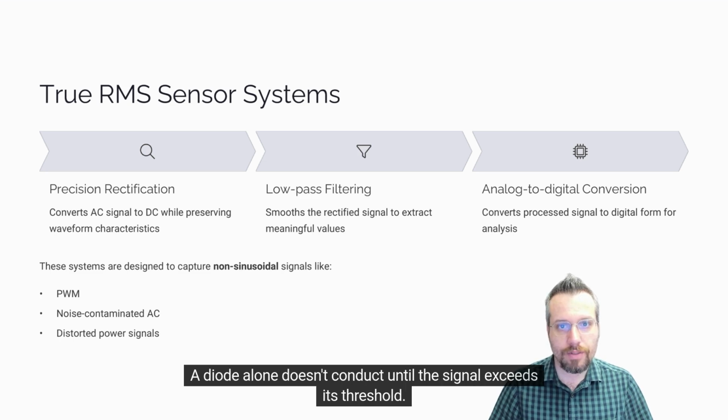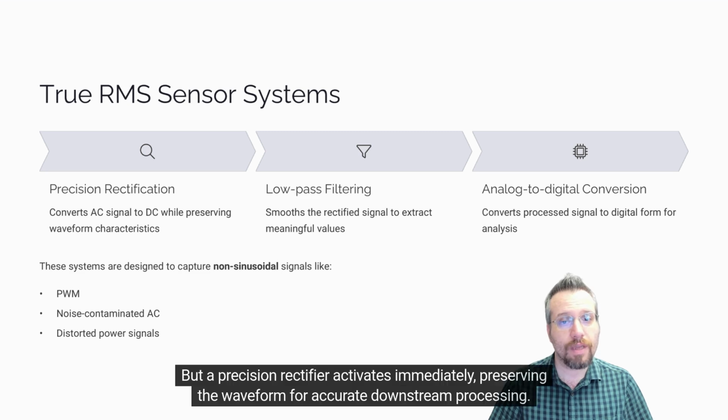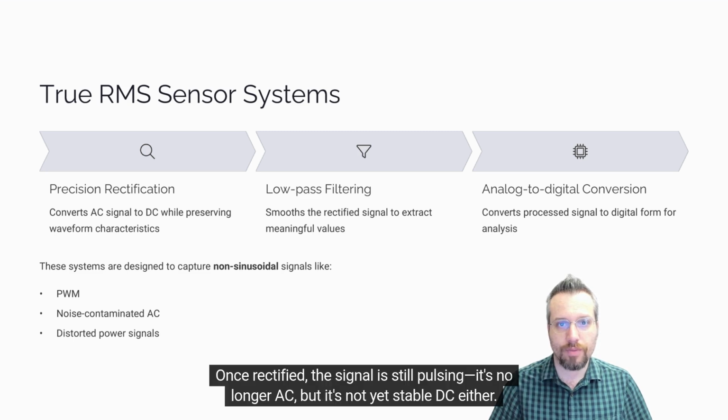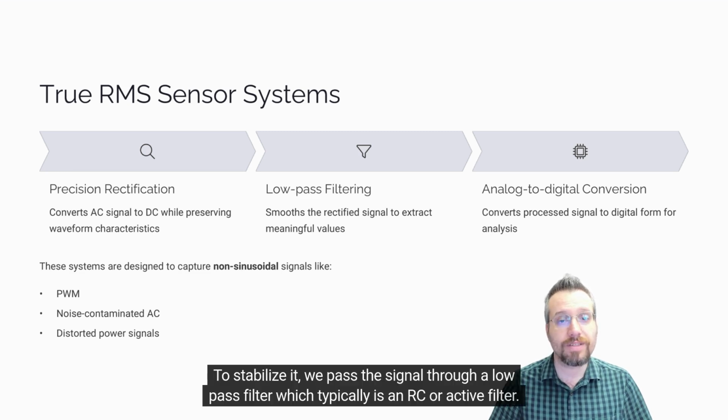A diode alone doesn't conduct until the signal exceeds its threshold. That means if you're measuring a 0.4 volt sine wave, a traditional diode clipper would completely miss it. But a precision rectifier activates immediately, preserving the waveform for accurate downstream processing. Once rectified, the signal is still pulsing. It's no longer AC, but it's not yet stable DC either. It's full of ripple. To stabilize it, we pass the signal through a low-pass filter, which typically is an RC or active filter.